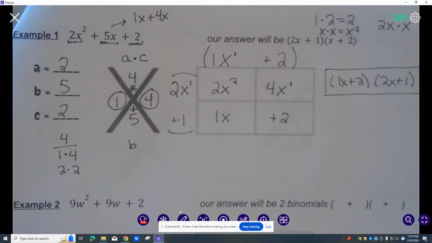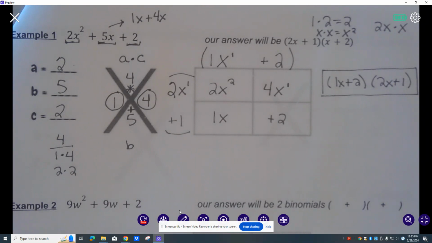I suggest at this point you pause the video and make sure you have all of these notes in your note packet. And then I'm going to do example 2 in the next video.